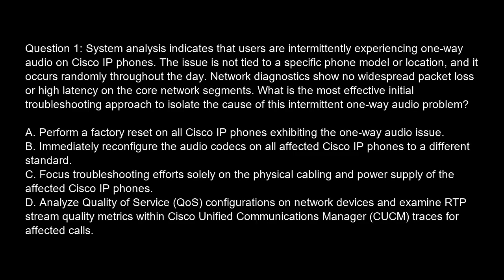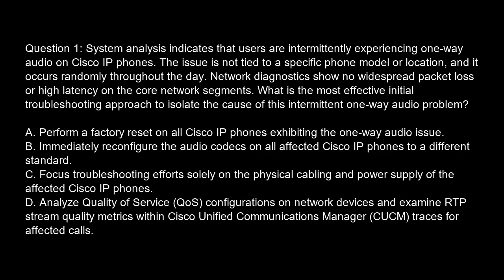Question 1. System analysis indicates that users are intermittently experiencing one-way audio on Cisco IP phones. The issue is not tied to a specific phone model or location, and it occurs randomly throughout the day. Network diagnostics show no widespread packet loss or high latency on the core network segments. What is the most effective initial troubleshooting approach to isolate the cause of this intermittent one-way audio problem?